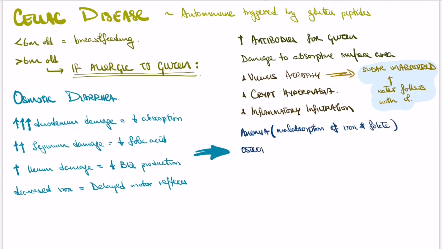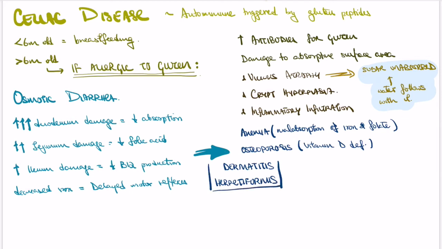The other clinical manifestation is osteoporosis. There could be a variety of untreated reasons, but in this case, the malabsorption of calcium and vitamin D can cause it. The third and the key clinical presentation for most children is that they have dermatitis herpetiformis.